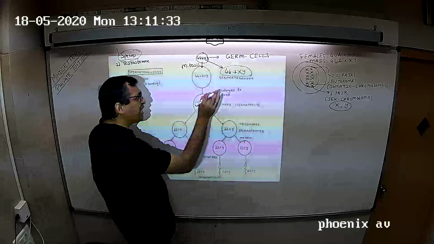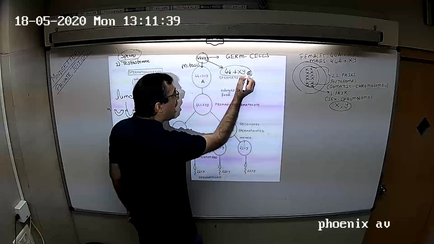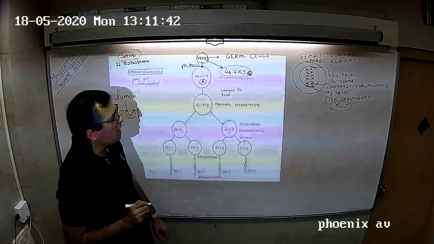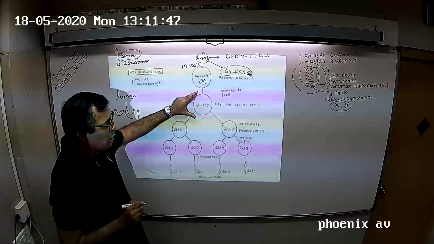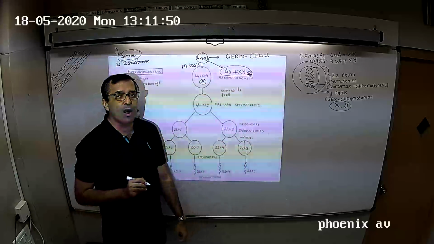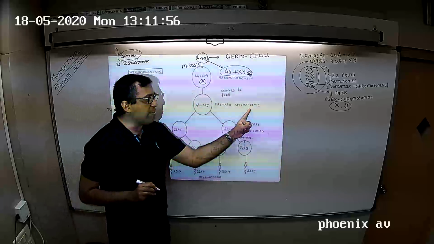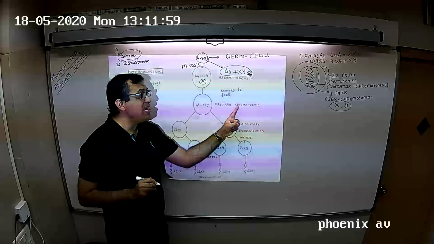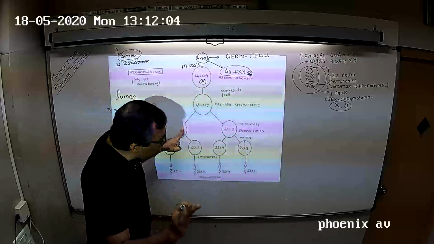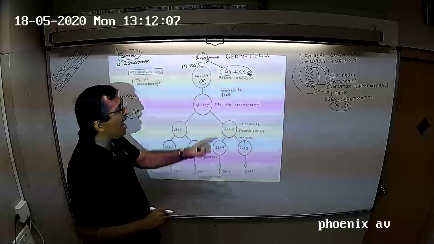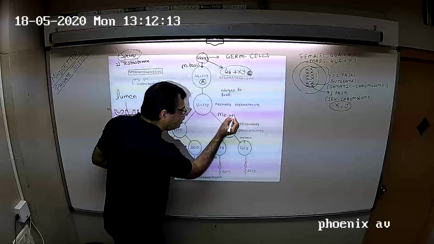mitotic cells, and what are these called? Spermatogonia. To be specific, these are called spermatogonia A and spermatogonia B, of which spermatogonia A enlarges in size to form a primary spermatocyte. Spermatogonia A enlarges to form a primary spermatocyte. The primary spermatocyte now undergoes cell division, golden word, not by mitosis but by meiosis.